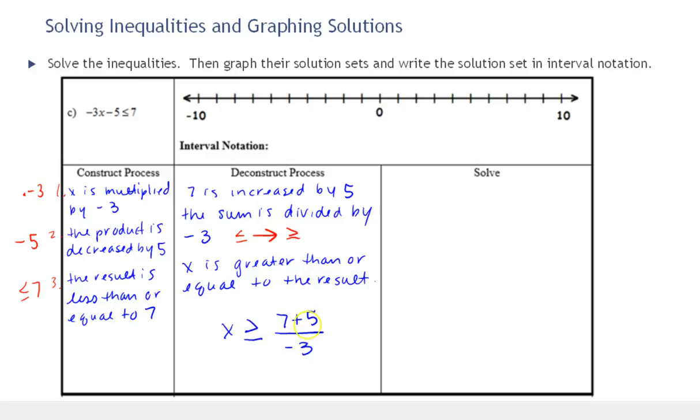Now if we evaluate here, 7 plus 5 is 12. Let's write this on the side. 12 over -3, and we get x is greater than or equal to 12 divided by -3 is -4. Now let's solve this using the principles of inequality.